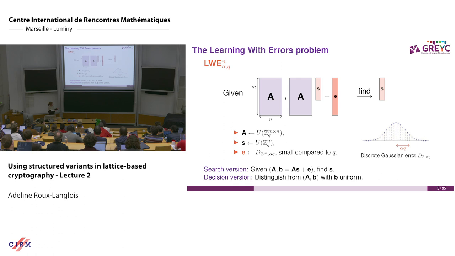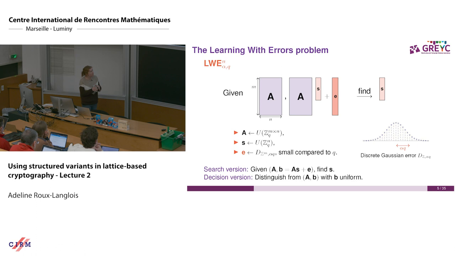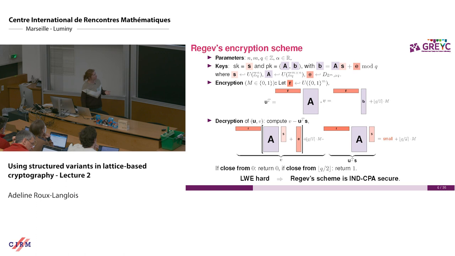And what Regev showed in 2005 is that solving this problem is at least as hard as solving approx-SVP for any lattice, so even in the worst case instances. Okay. And we also saw yesterday that there are two variants of LWE, a search version, where we ask you to find the secret, and a decisional version, which asks to distinguish (A, B) with B uniform from (A, B) with B equal to AS plus E. So I give you (A, B), and you have to tell me, is B uniform or is B equal to AS plus E? Those two variants are equivalent, are hard to solve, and we use them to build Regev's encryption scheme. So it's a public key encryption.